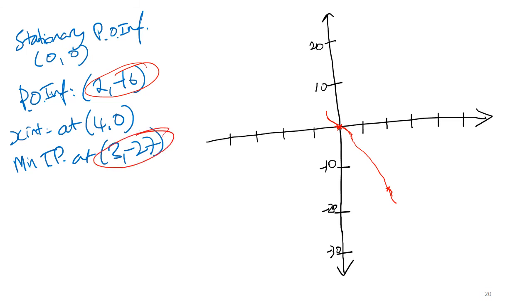And then let's plot our minimum turning points. 3, -27. So that's 3, -27, about there. So we know at this point it's going to change the direction of the curve. So it will be concaving up, but it would be going from decreasing to increasing like this.